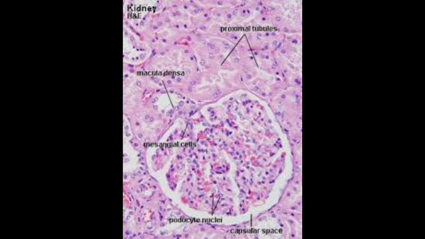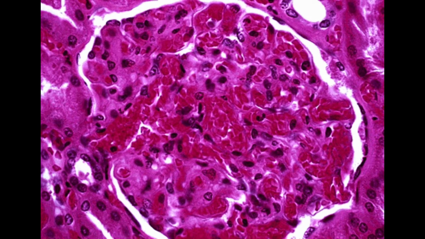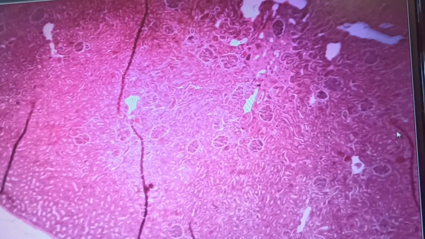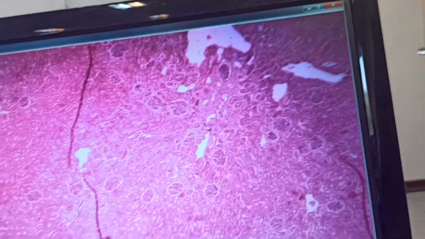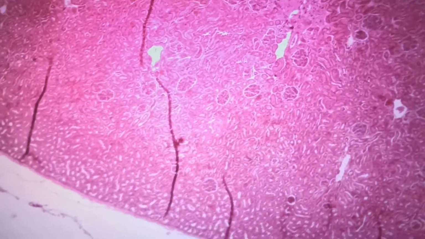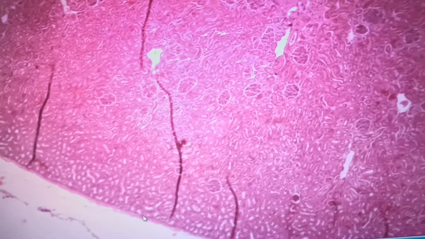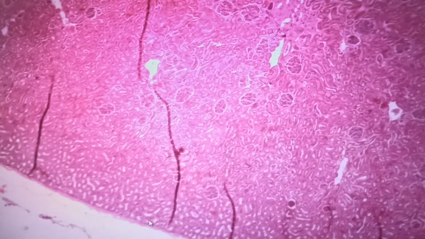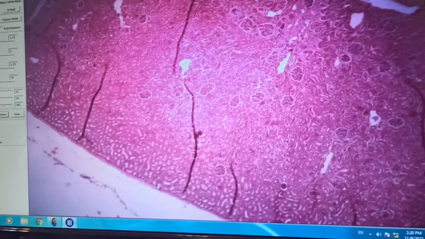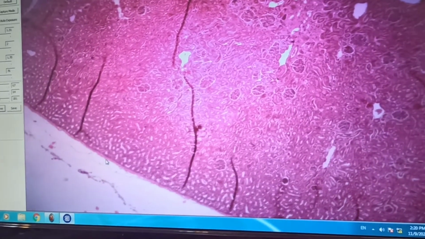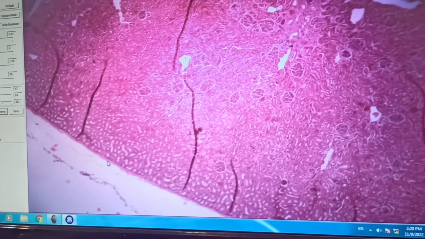Today our topic of discussion is urinary histology practical. The kidney has a capsule from the outside. You can see the capsule, the connective tissue around the kidney and the parenchyma. Capsule of kidney: there's connective tissue surrounding the kidney.